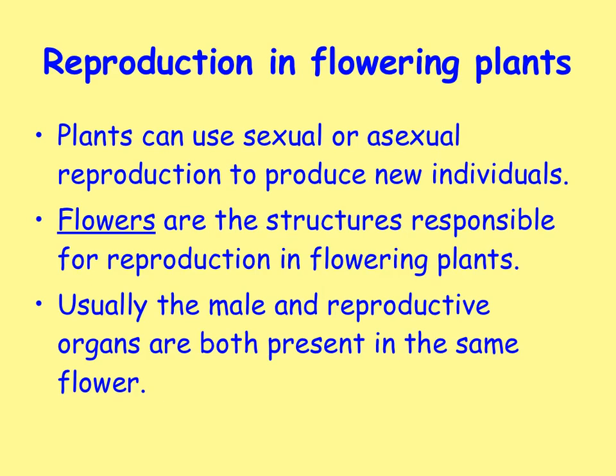Now, reproduction in flowering plants. Well, plants can use sexual or asexual reproduction to produce new individuals. Obviously, flowers are the structures responsible for reproduction in flowering plants, and that is sexual reproduction. And usually the male and female reproductive organs are both present in the same flower.